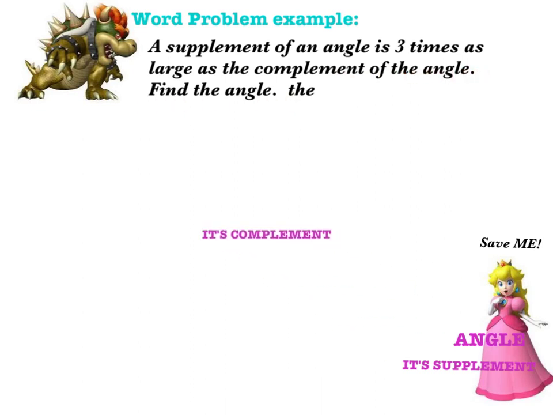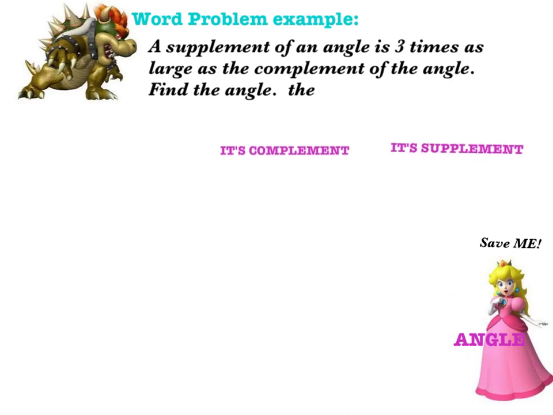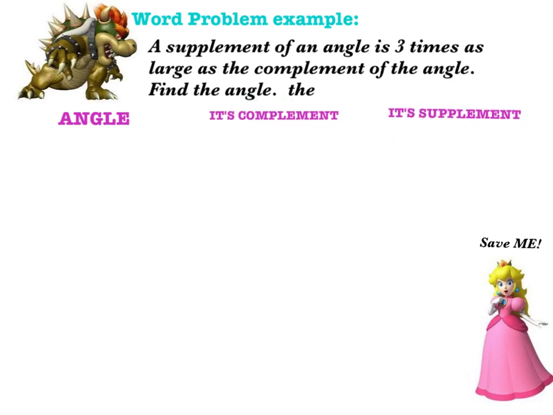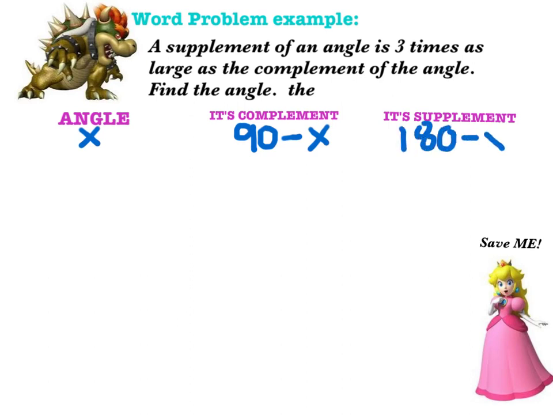All right, there are three things they're talking about here: the complement, a supplement, and an angle. These are three different parts. So we need to give some sort of measurement to all of these, keeping in mind that our goal is to find the angle. The angle is unknown, so I'm going to call it x. Its complement should be something that if you added to it, you would get 90 degrees. So 90 minus x gives me the complement. The supplement is similar, it's only 180 minus x.